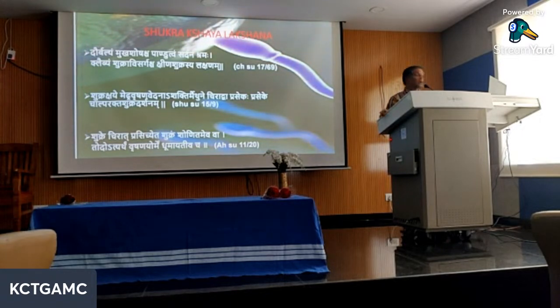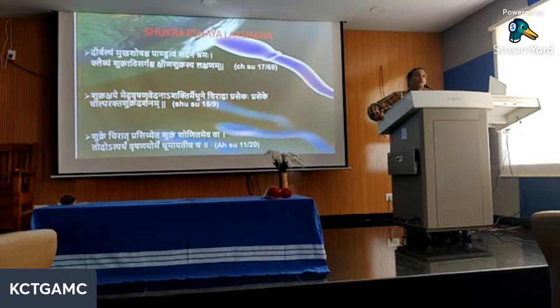That is Shukra Avisargam. Unable to ejaculate, not even a single drop of semen. So there are no prostatic secretions, no seminal vesicle secretions, and no spermatozoa also. This is how Shukra Avisarga is one of the Shukra Kshaya Lakshanas. Shukra Kshaya Medra Vrishana Vedana is one of the clinical symptoms. The patient comes with testicular pain and tenderness.